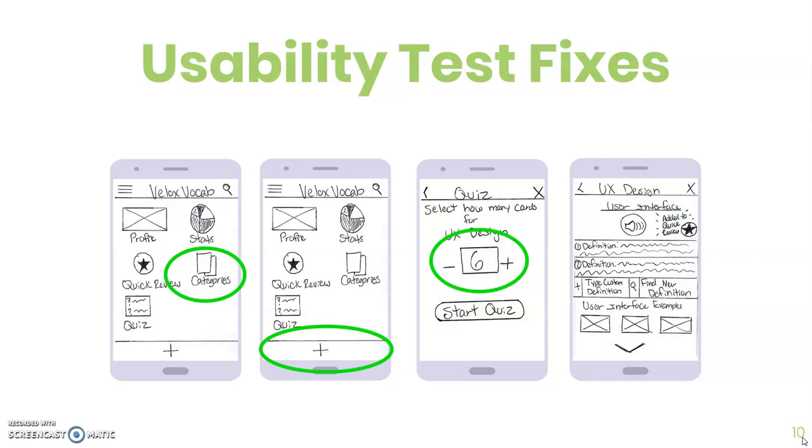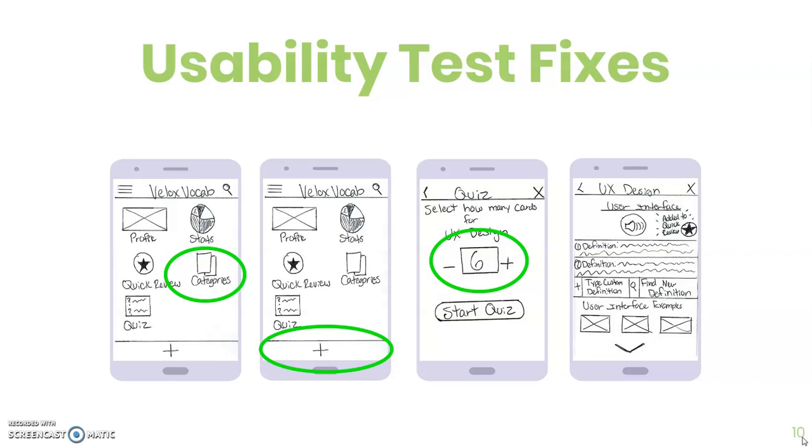Task 3. I threw away the sliding scale idea for selecting the number of cards for each quiz. Instead, I incorporated a plus or minus sign on each side of the number. The user also has the freedom to type the number of cards they want to quiz themselves on.